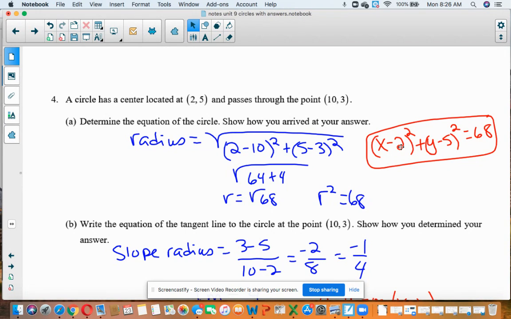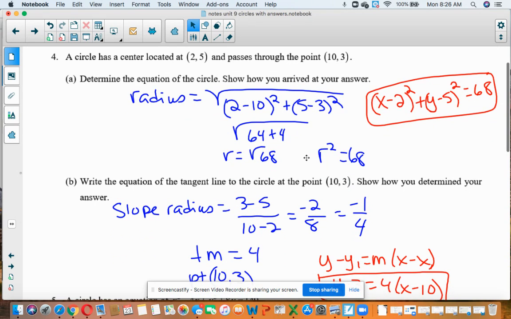So this is my center. My center is positive 2, positive 5. So when I write my equation, it's x minus 2 squared plus y minus 5 squared equals the radius squared. Since the radius was the square root of 68, my radius squared is actually 68. So this right here is the equation of that circle.